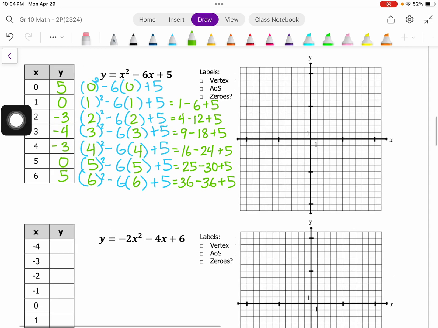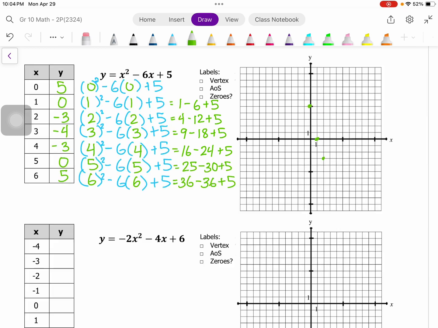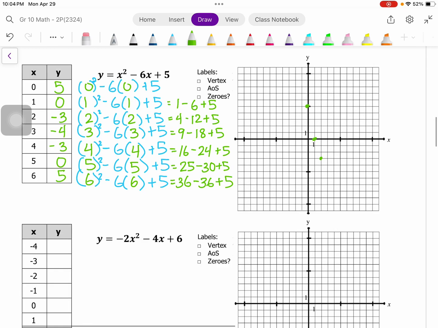We have when x is 0, y is equal to 5. When x is 1, y is 0. When it's 2, y is negative 3. At x is 3, y is negative 4. Sorry, at 4, it's negative 3. At 5, it's 0 again. And at 6, we're up at 5 again.